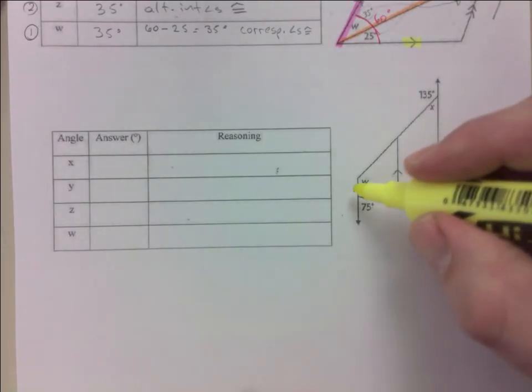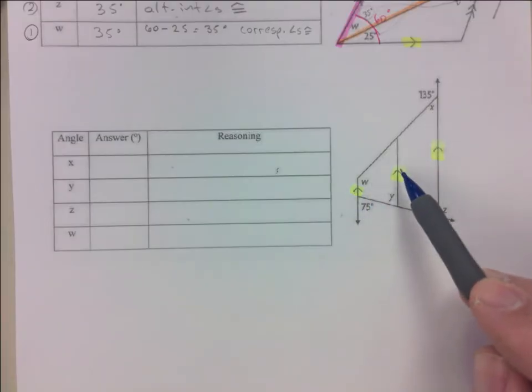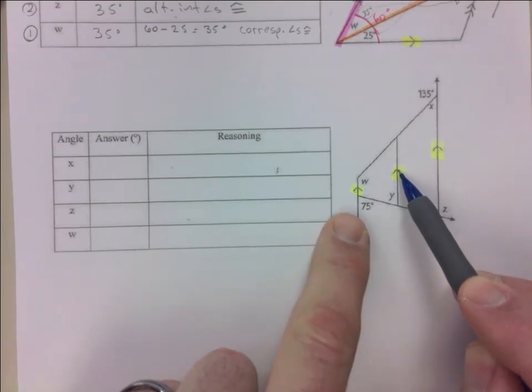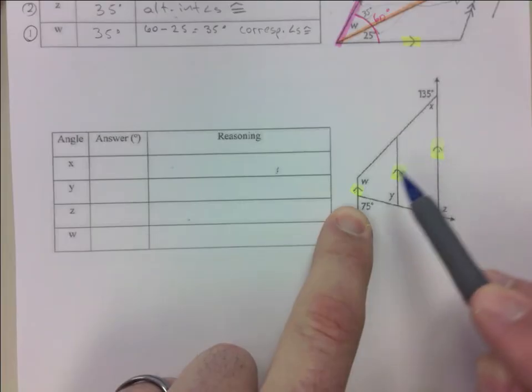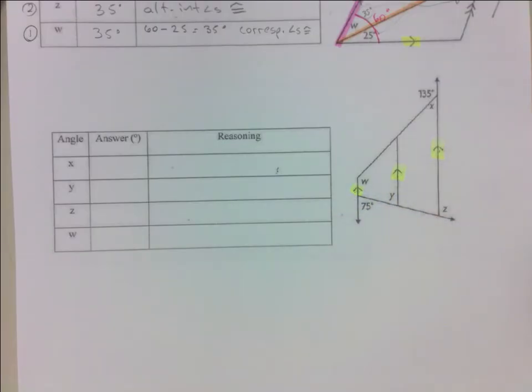Here you've got 3 parallel lines. So if this one is parallel to that one, and this one is parallel to that one, then the first one will be parallel to the third one as well, right? They're just all parallel. Okay.